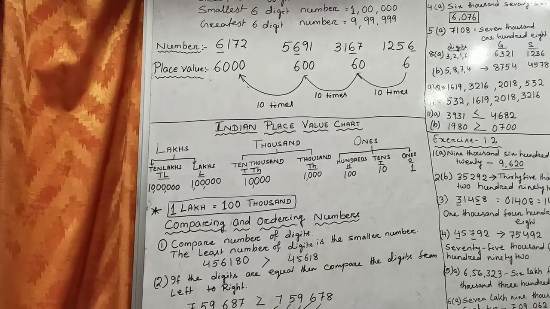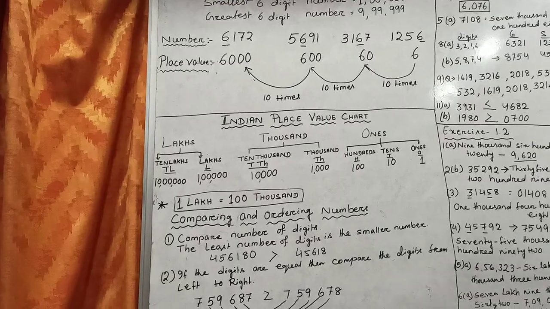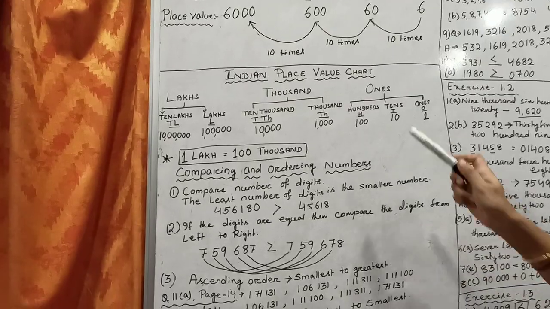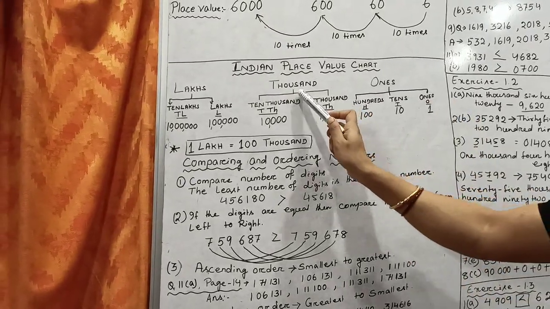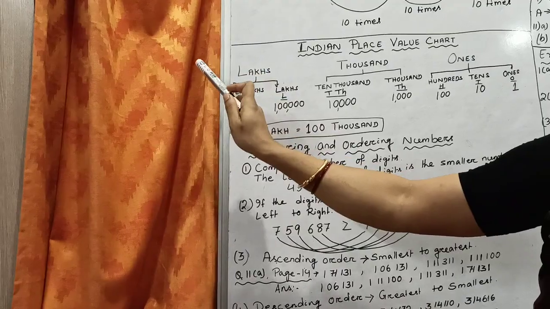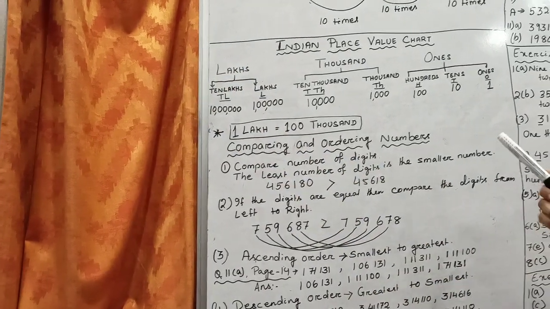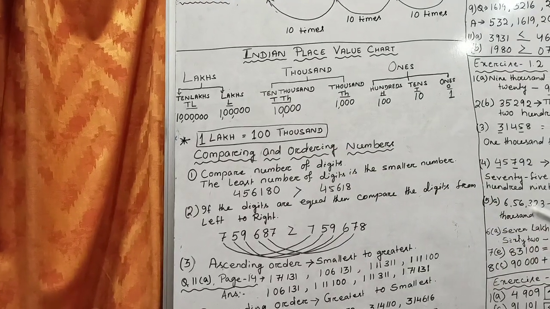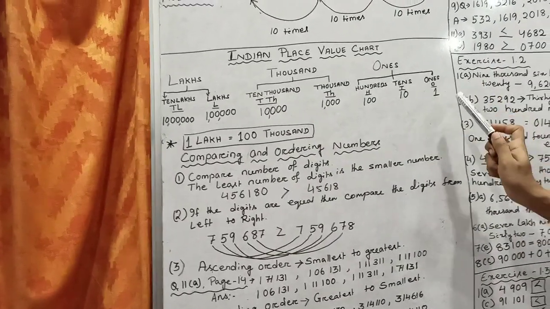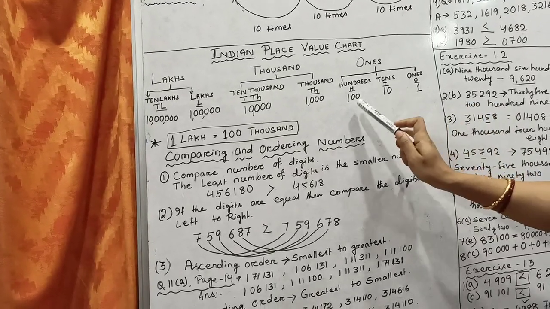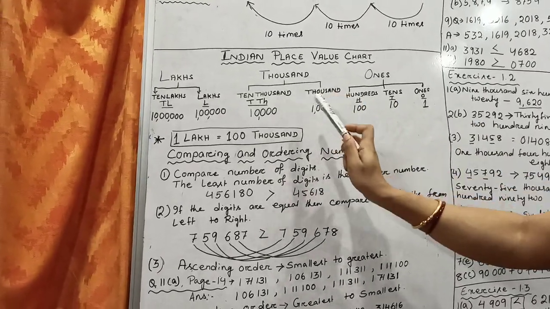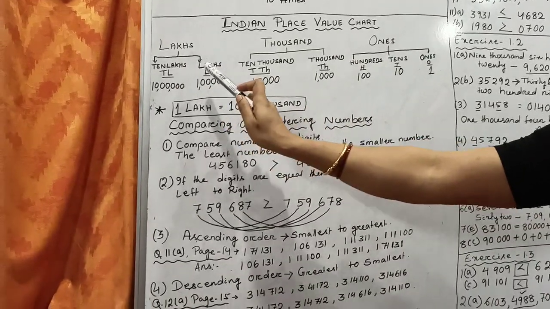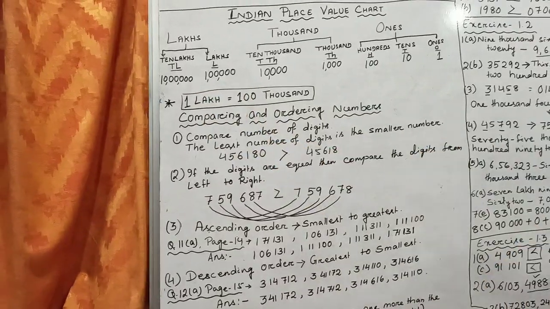Next come to Indian place value chart. In Indian place value chart, that is divided into 4 periods: ones period, thousand period, lakh period, then crore period. But in your syllabus that is given up to lakh, that's why I have written up to lakh. Now ones period has 3 places, ones place, tens place, 100 place. Thousand period has 2 places, 1000, 10,000. Lakh period has 2 places, lakh and 10 lakh.